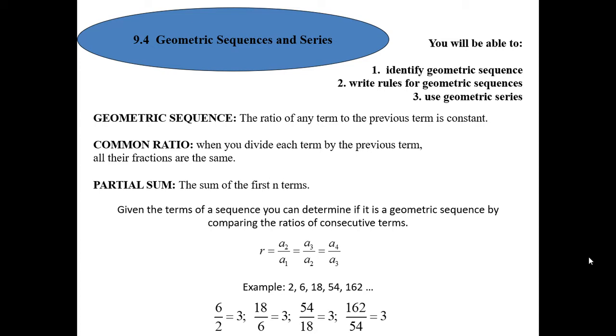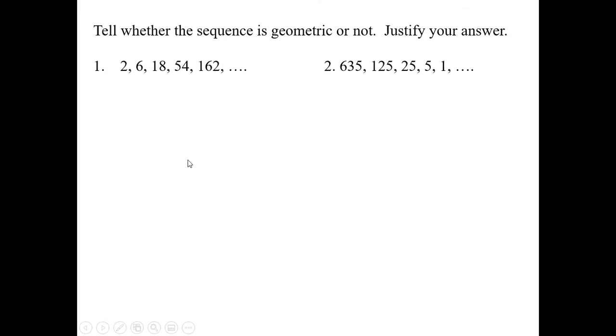Given the terms of a sequence, you can determine if it is a geometric sequence by comparing the ratios of consecutive terms. So the ratio r will be equal to the second term divided by the first term, the third term divided by the second term, the fourth term divided by the third term, and so on down the line. For example, 2, 6, 18, 54, 162 has a common ratio of 3. 6 divided by 2 is 3, 18 divided by 6 is 3, and so on. So yes, that's geometric, with a common ratio of 3.